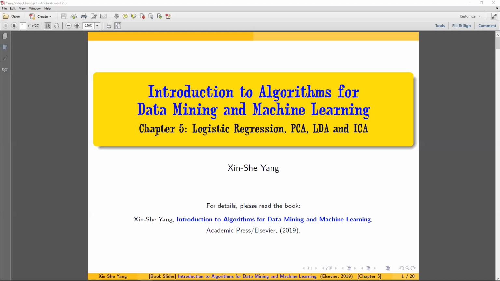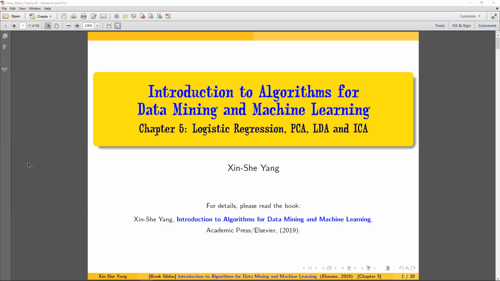Let's move on to Chapter 5, Logistic Regression, PCA, LDA, and ICA. By now, you have exposure to linear regression, nonlinear regression, and how optimization and algorithms can be applied in those two data mining algorithms. A natural extension would be logistic regression, and on top of that, we're going to discuss PCA, which stands for Principal Component Analysis.